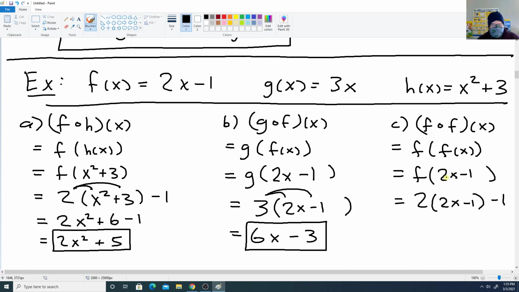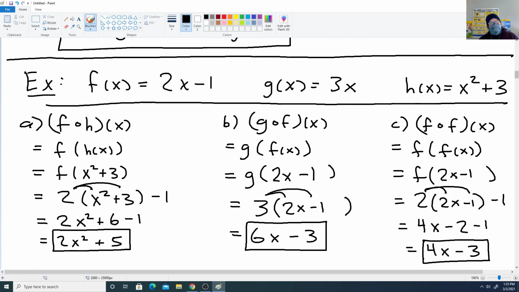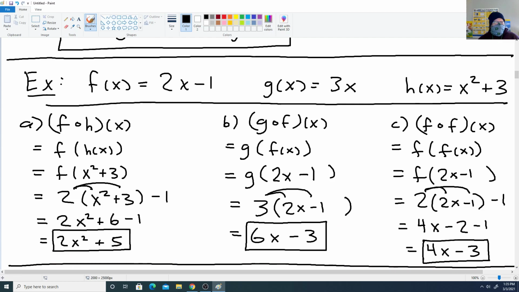So I'll let the 2 distribute. I will get 2 times 2x is 4x. I'll get minus 2 minus 1. This will be 4x minus 3. Okay. So that is an example of what happens when you evaluate these, f composed of g of x or g composed of f of x. That's how to go through and calculate those.